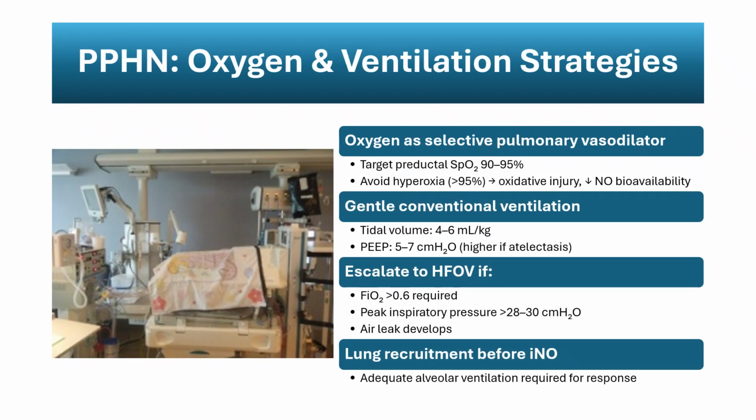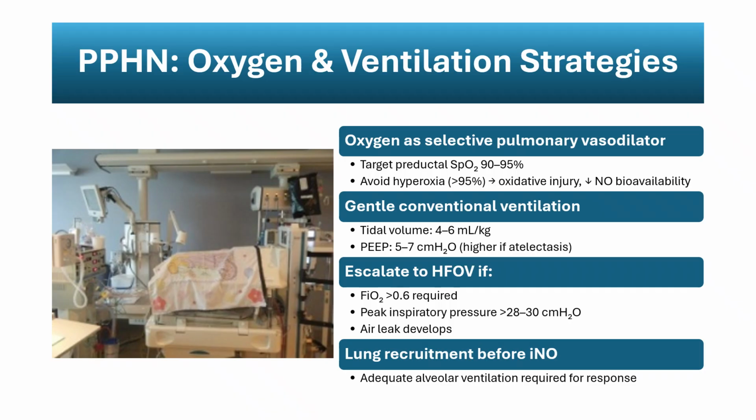Oxygen acts as a selective pulmonary vasodilator by lowering pulmonary vascular resistance and improving right-to-left shunting. The target is preductal oxygen saturation between 90 and 95%, avoiding hyperoxia, which can generate oxidative stress and reduce nitric oxide bioavailability. Gentle conventional ventilation is used initially, with tidal volumes of 4 to 6 milliliters per kilogram and positive end expiratory pressure of 5 to 7 centimeters of water, higher if atelectasis is present. These settings maintain alveolar recruitment while limiting barotrauma.